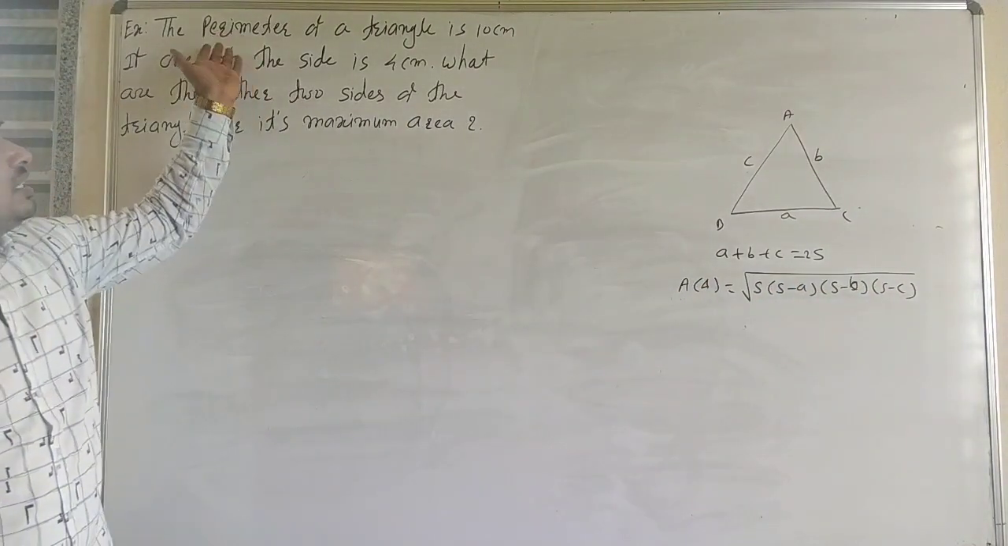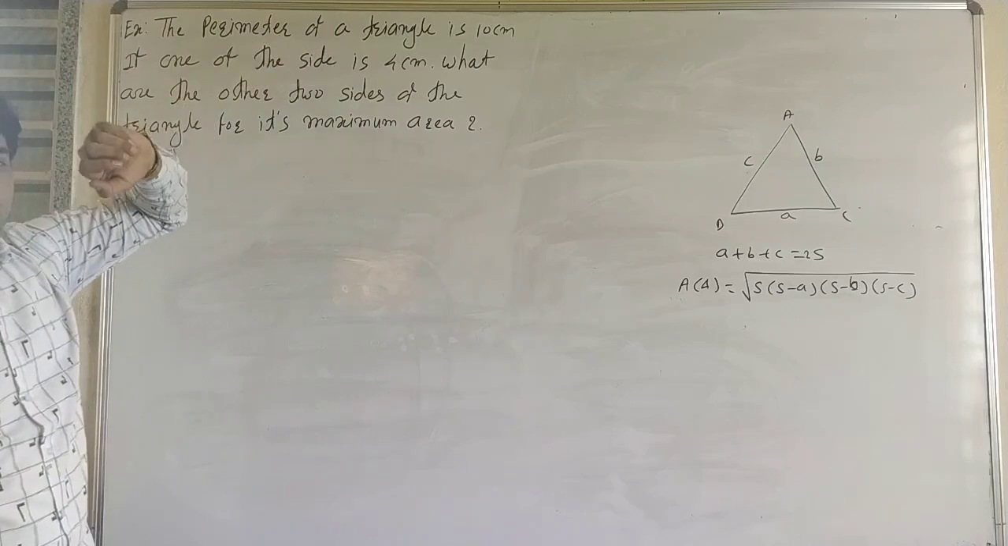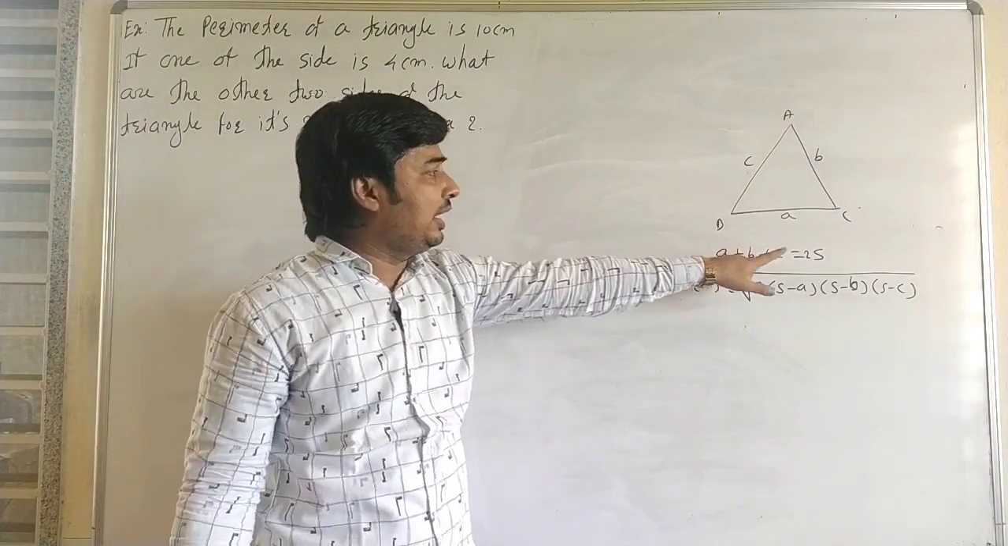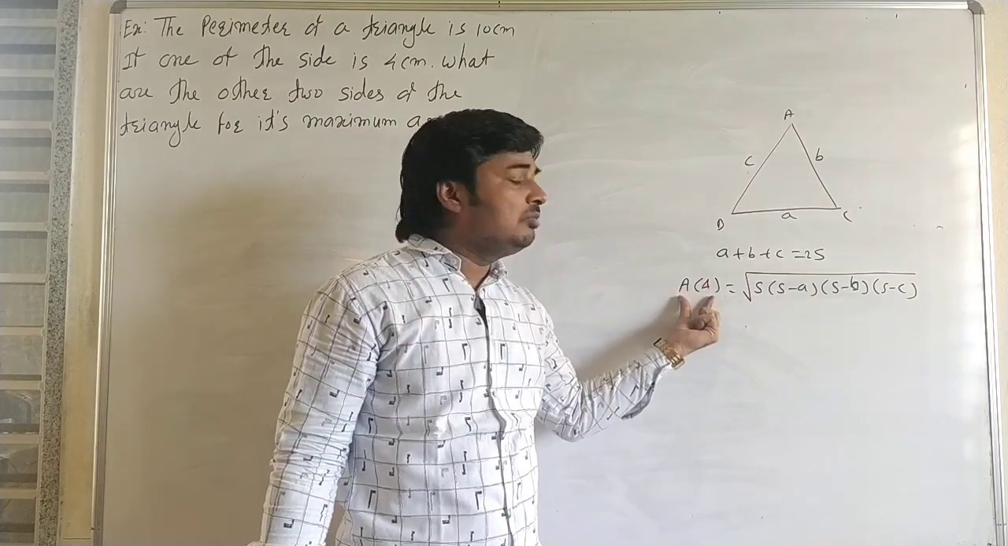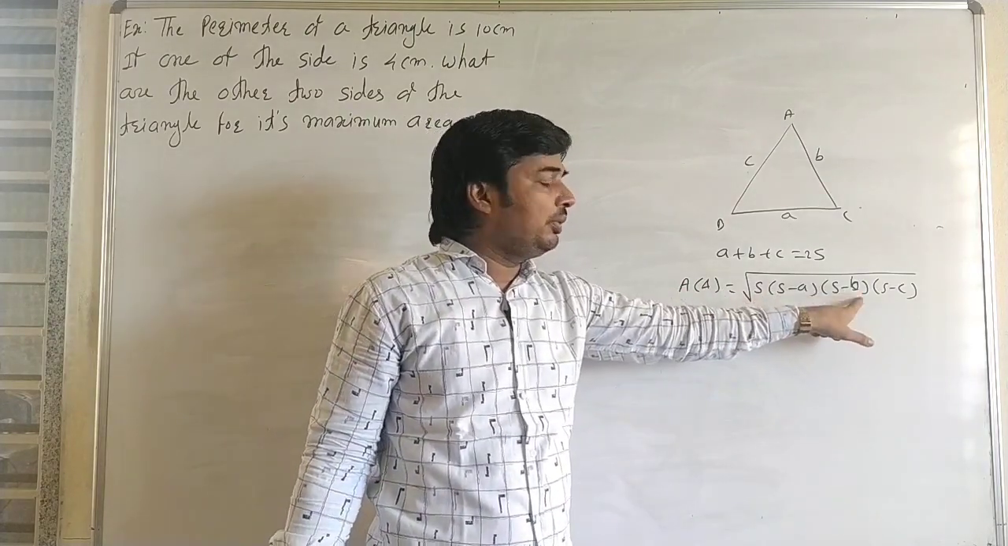Now here it is given the perimeter of the triangle is 10 centimeter. That is A plus B plus C is equal to 10. It is given. Okay, and then we want to find the maximum area, then find the value of a and b.